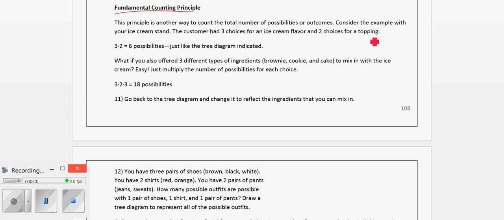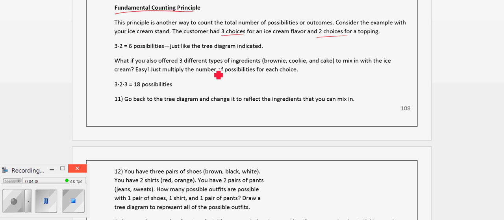It just tells you how many. So consider your ice cream stand from the previous example. Let's say the customer had 3 choices for ice cream, just like before, and 2 choices for topping. If I want to know how many total possibilities for different ice creams there are, just multiply the number of choices together. So 3 choices for ice cream, 2 choices for toppings, that's a total of 6 possibilities. And if you remember, that's how many possibilities we had in the tree diagram.